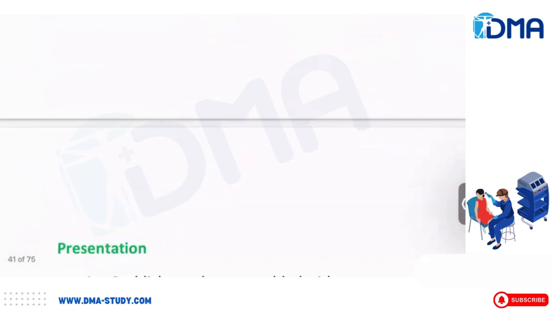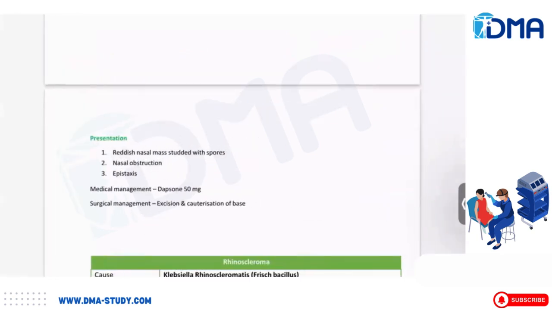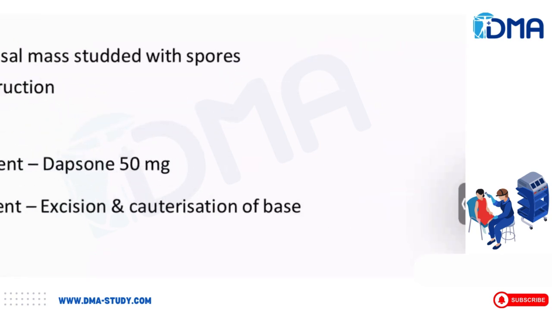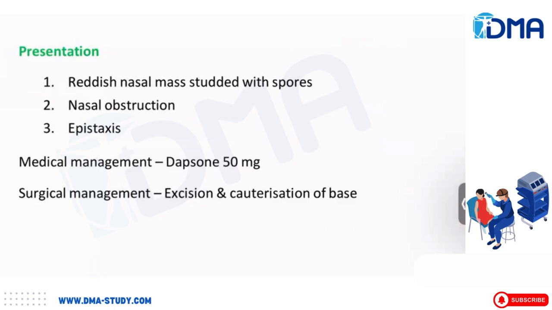Okay, I am getting this infection. What shall be the presentation? It is a reddish nasal mass studded with spores. There could be nasal obstruction and there could be epistaxis. In almost all nasal lesions you could see nasal obstruction and epistaxis. There is no brainer. But here comes the important part.